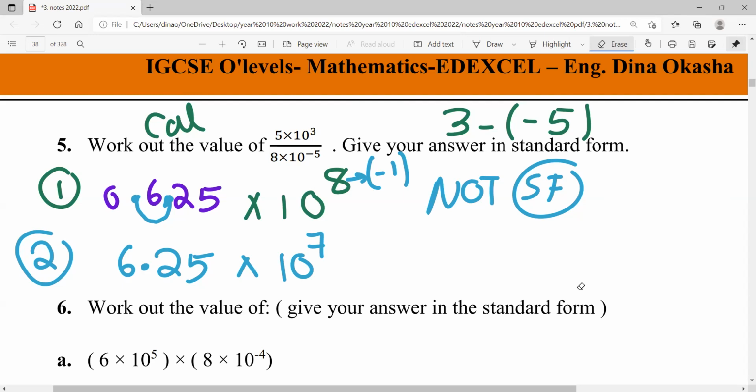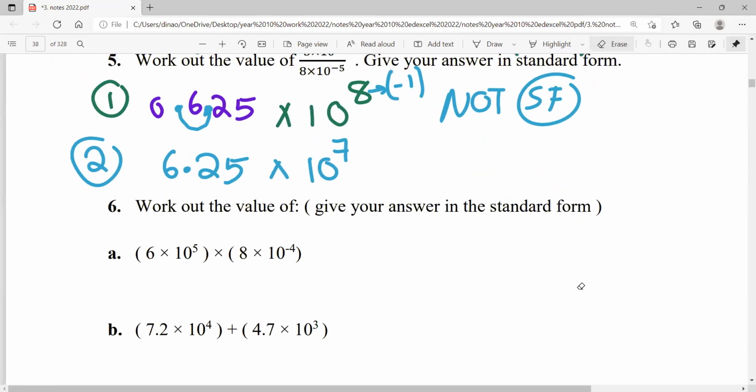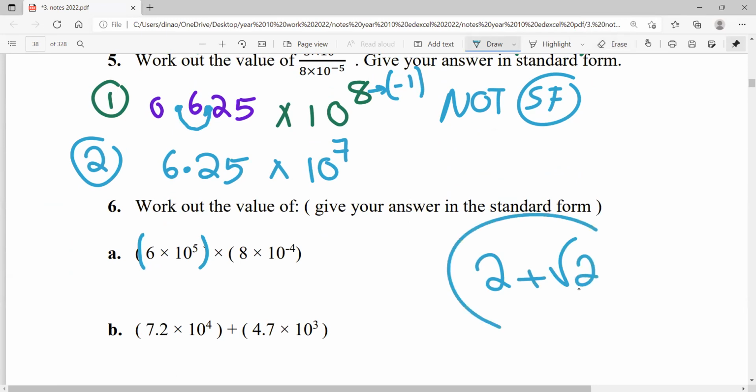Okay, let's continue. Question number 6. Here it says work out the value of and give your answer in standard form. As you can see, we need to remember, as in the lesson on surds, 2 plus root 2 is considered as one number. It is just written in surd form. This is considered as one number. It is just written in standard form.